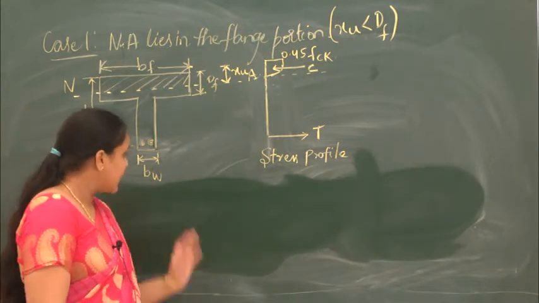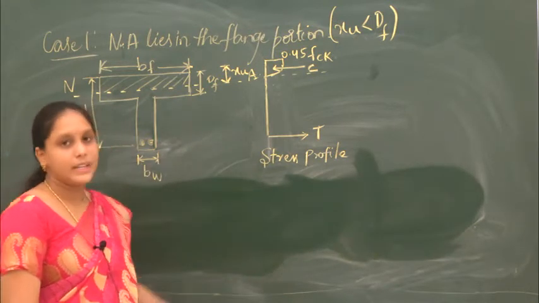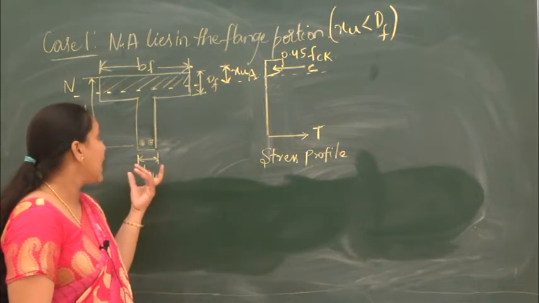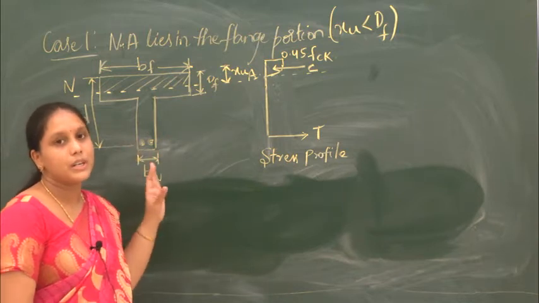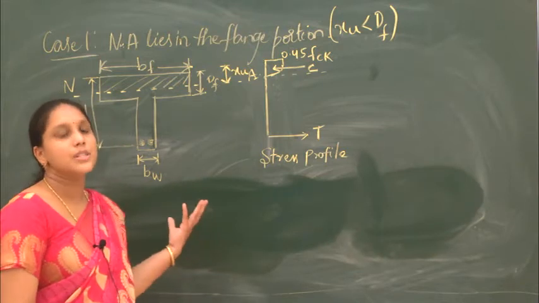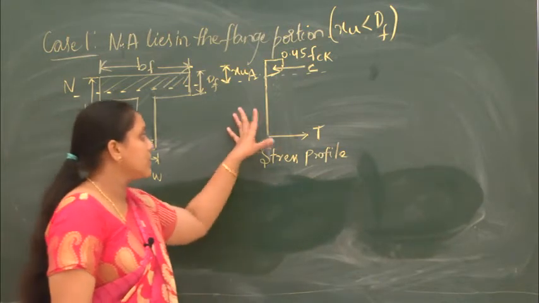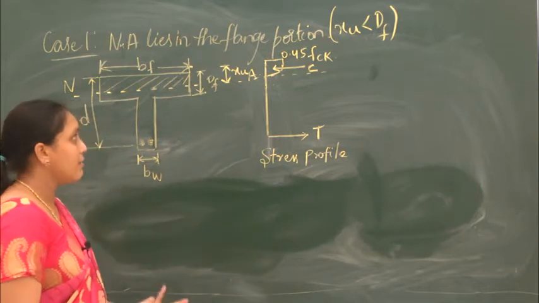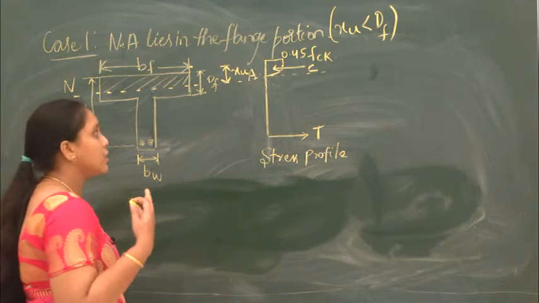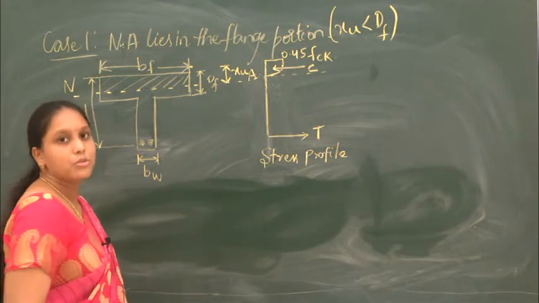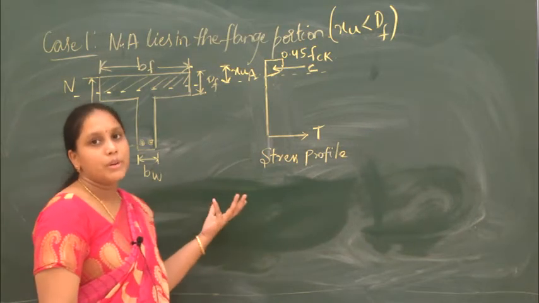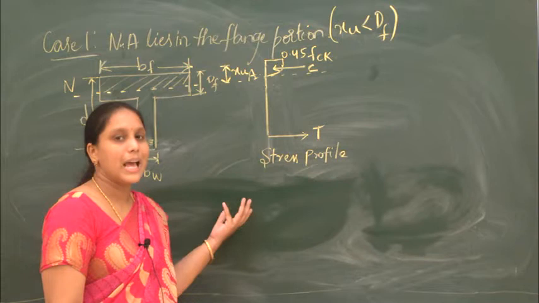Now let us analyze this particular T section, assuming that throughout it will be a rectangular section. So those are the equations I am writing down here. If you see this stress profile, what we have done before is we have found the compressive forces and also the tensile forces. Equating both the tensile as well as the compressive forces, you are going to get the neutral axis depth.